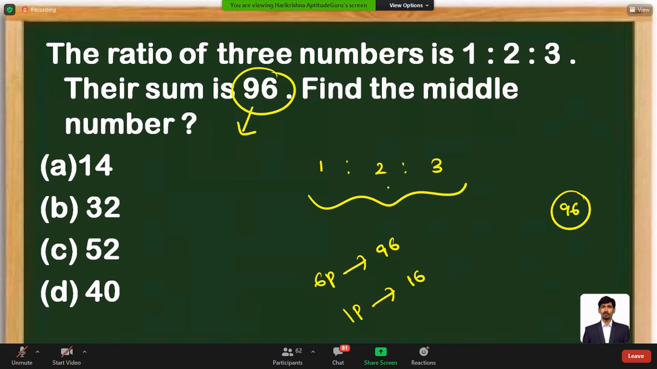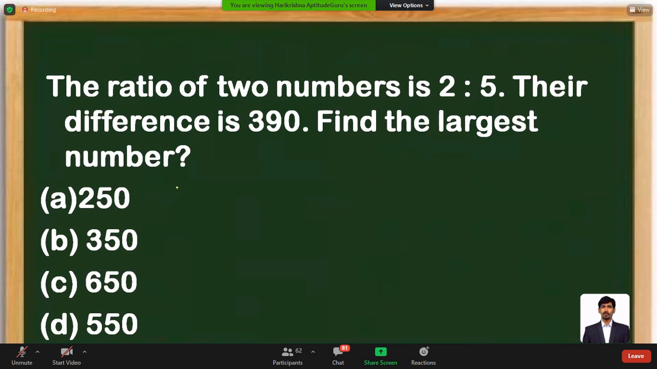They are asking for the middle number. The middle number is going to be 2 parts, that is 2 into 16, 32. You can mark the answer as option B. Look at the next question available on the screen.